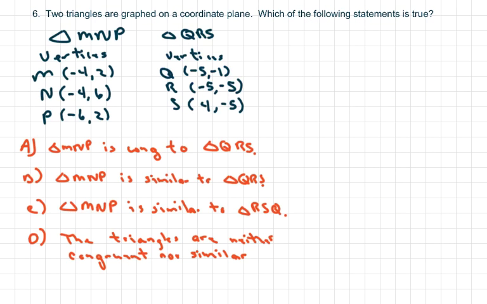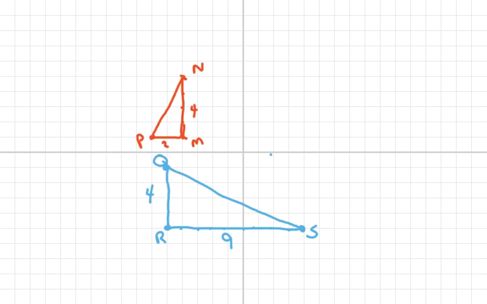Okay. The next one, we have two triangles that are graphed on a coordinate plane. Which of the following statements is true? And I didn't type this out, but basically they gave you the triangle MNP with the vertices here, and they give you triangle QRS with the vertices here. Okay, and we want to know which statement is true. So are they congruent or similar, or neither congruent nor similar? And I went ahead and took the liberty of drawing them here to save some time.